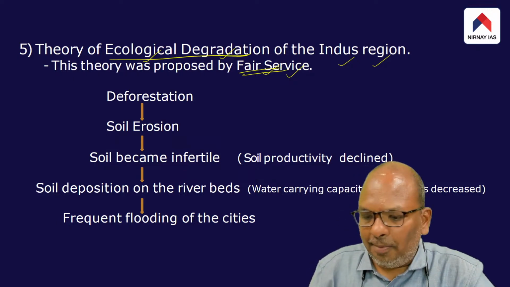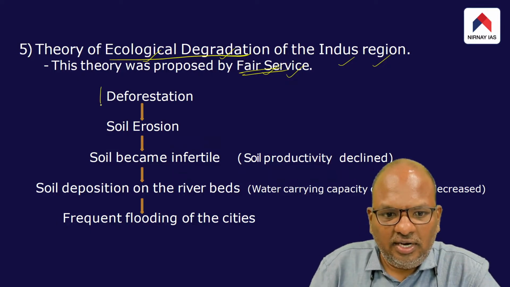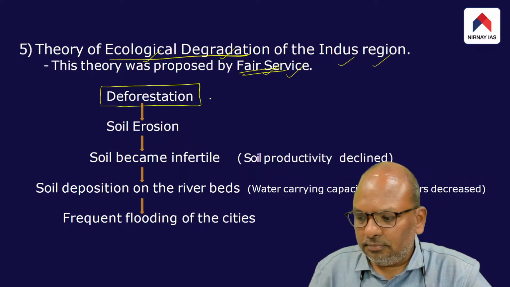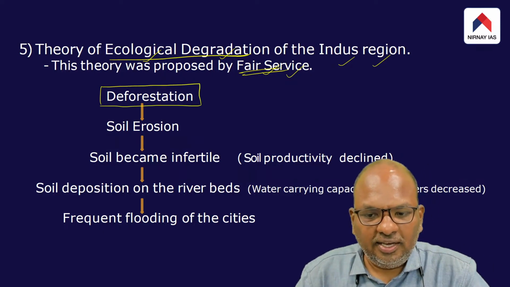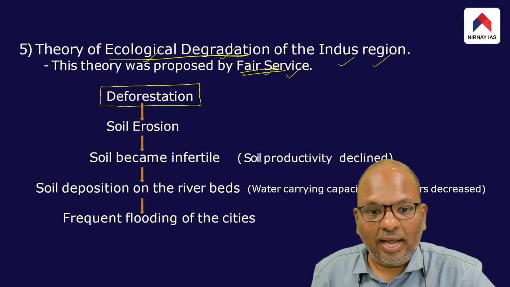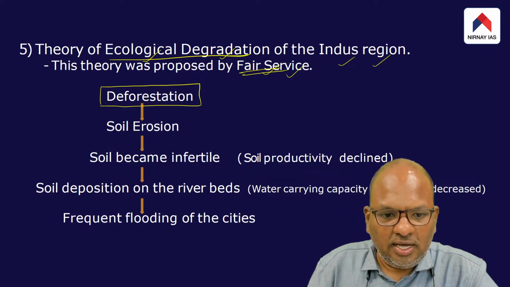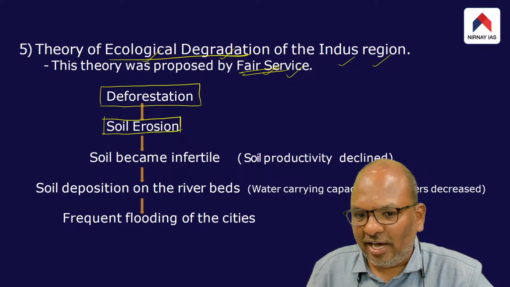Basically, Fairservice argued that the people of Indus Valley civilization had resorted to large scale deforestation. So, deforestation resulted in soil erosion, was his argument.